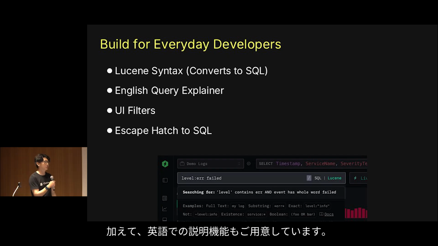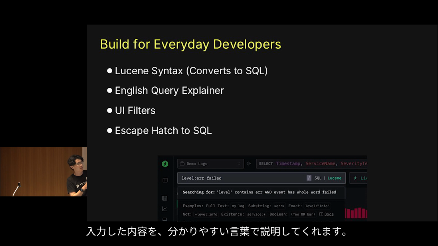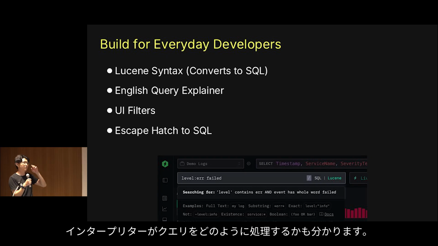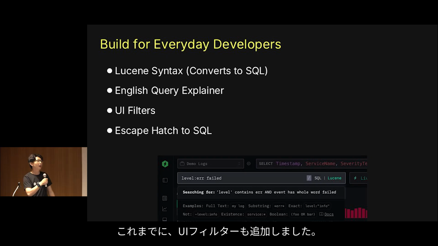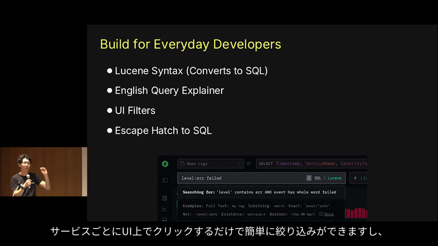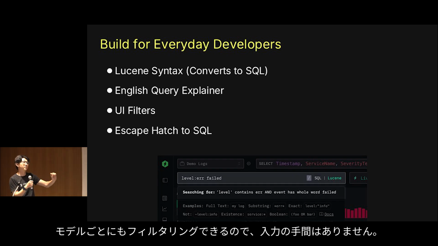On top of that, we actually have an English explainer as well. So we take what you typed in and we try to explain it back to you in a more plain text language, so you understand how the interpreter has tried to interpret your query so far. We've added UI filters as well, so you can just click through the UI to filter by this service, by this level. So you don't have to type in anything technically at all.